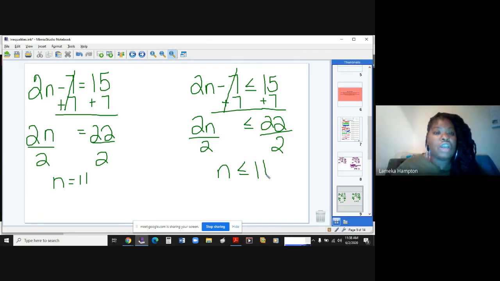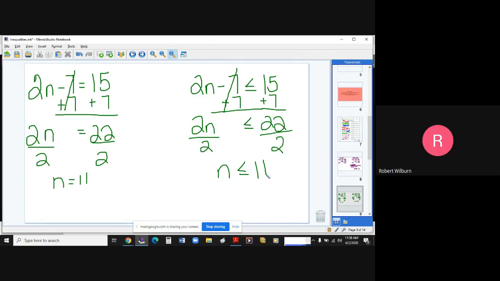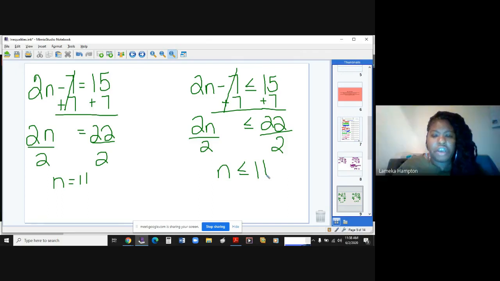The $1,000,000 question is, did I do anything different from the equation to the inequality? Yes or no? Was that a no? No. Okay, so that's my whole point. If you can solve an equation, whether it be a one-step equation, a two-step equation, or a multi-step equation, then inequalities will not be an issue for you. Why? Because you're following the same steps.